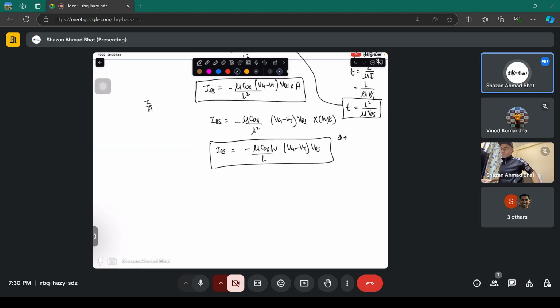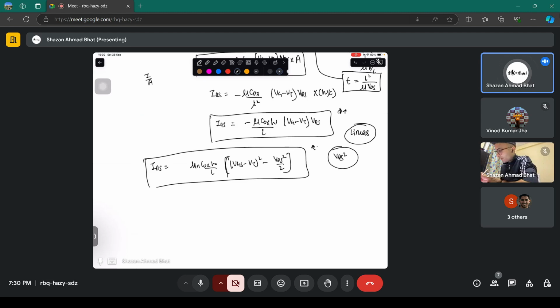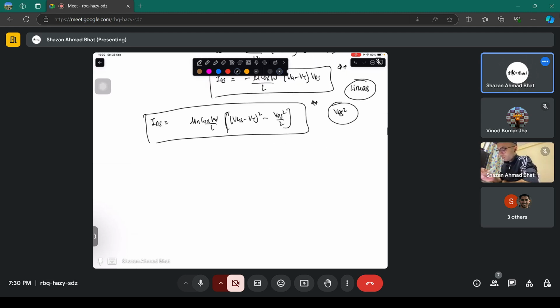Now there are certain regimes. This is the linear regime. In the saturation regime, you may have a VDS square dependency, where the equation gets modified to something like mu n Cox W by L, (VGS minus VTH) square minus VDS square divided by 2. So accordingly, you can modify these particular equations.